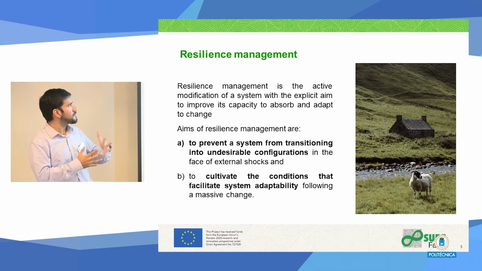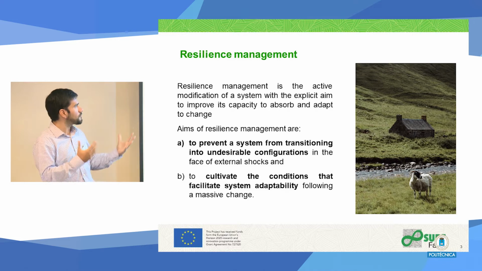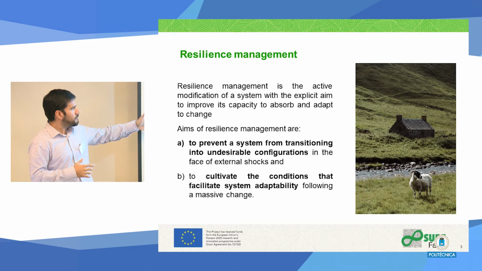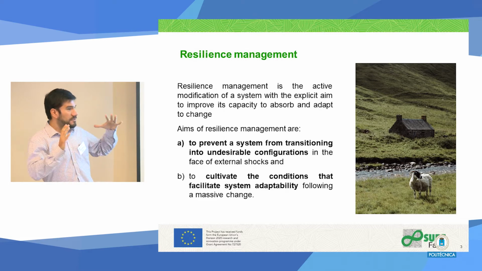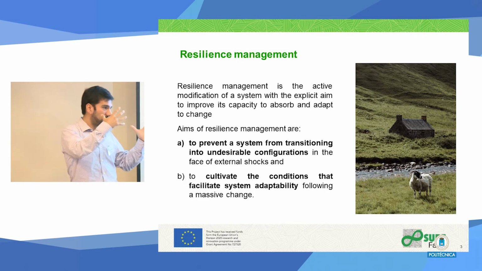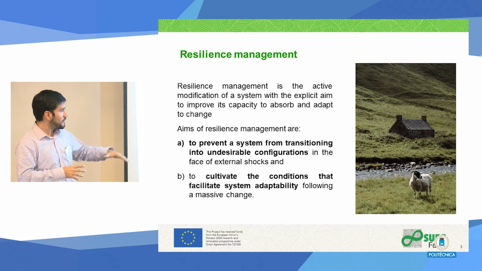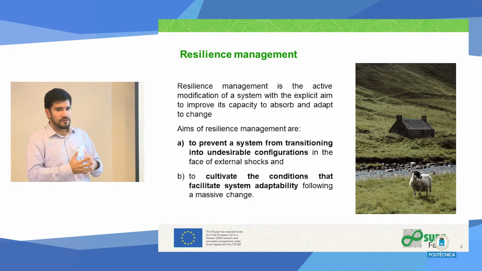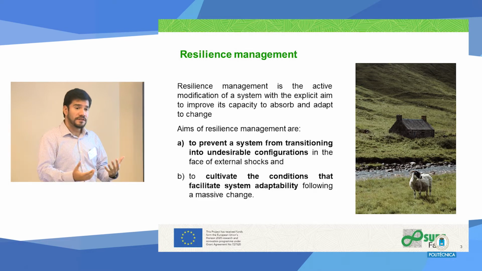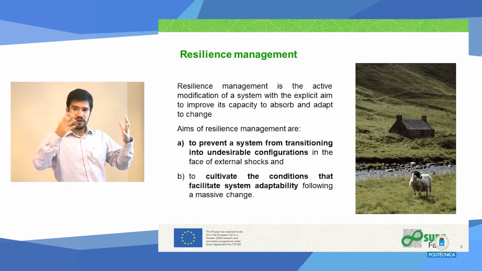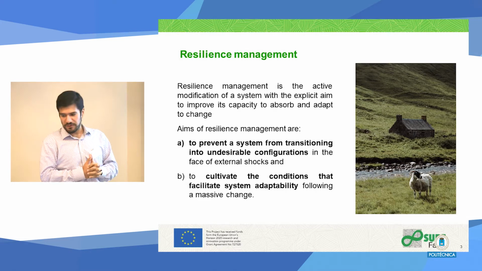Resilience management is defined in the literature as the active modification of a system with a specific goal: to improve its capacity to absorb and adapt to change. There are pretty much two goals. One is to prevent the system from transitioning into undesirable configurations. That doesn't mean preventing the system from transforming, but preventing it from transforming into something that is not what we want. The second one, which is the one we want to focus on in this presentation, is to cultivate the conditions that facilitate a system's adaptability following massive change. As we heard in some presentations before, this is about the importance of learning and gaining understanding of how our system works, and using this understanding to improve our chances of a successful adaptation.